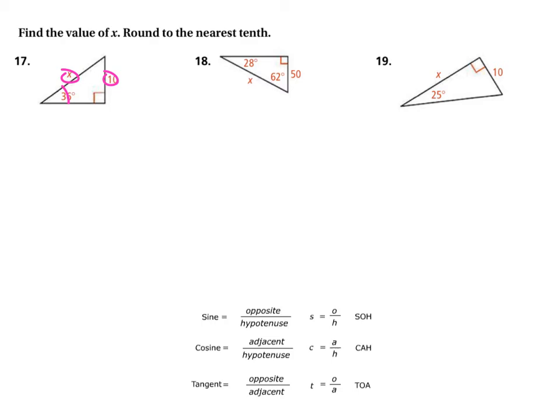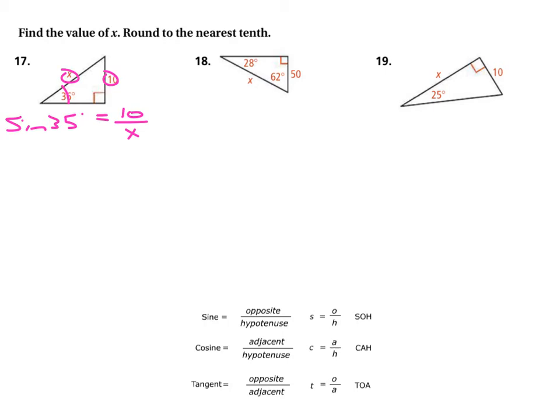So we're going to say the sine of 35 degrees is equal to the opposite, 10, over the hypotenuse, x. And something else is going on in these problems. And I'm going to show you the quick trick right here.